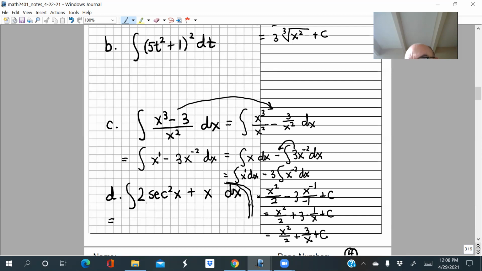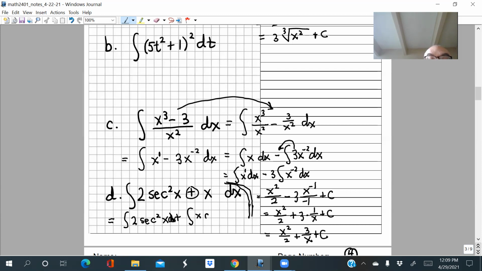Now, this one looks terrible. So you're thinking, I have no idea what the antiderivative of this function is: 2 secant squared x plus x. But if we chip it apart, we'll see it's not that bad. Actually, pretty easy, because first, this is a sum, right? So you can break that up into 2 separate antiderivatives. Sometimes you don't have to do this. By the way, I need to write 2 dx's here.